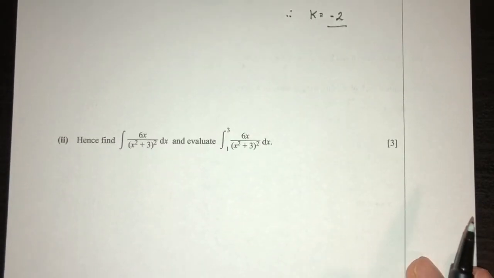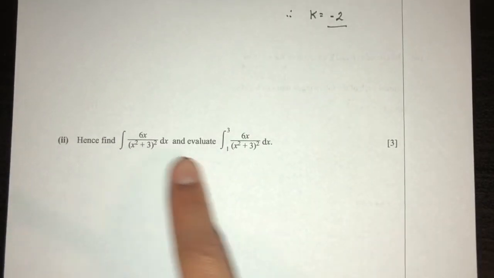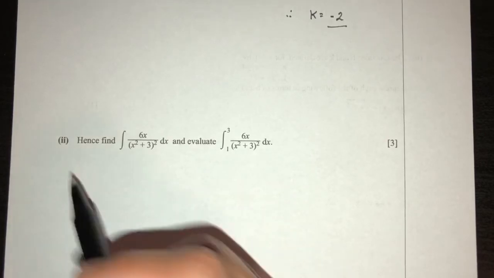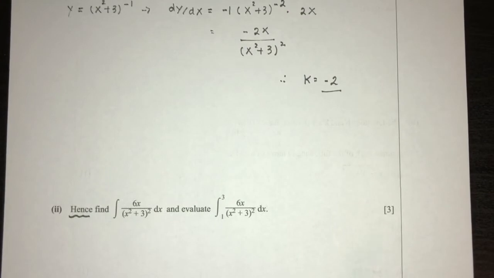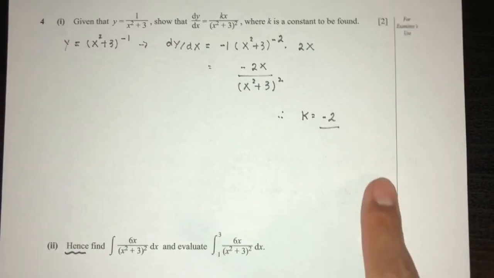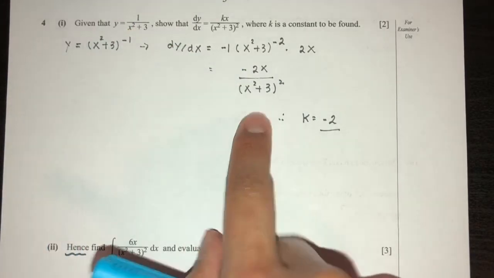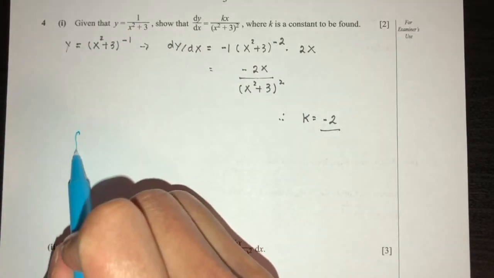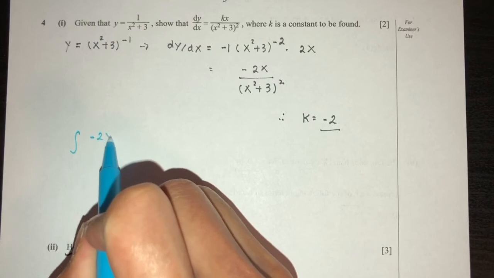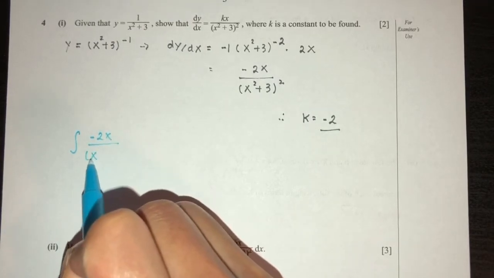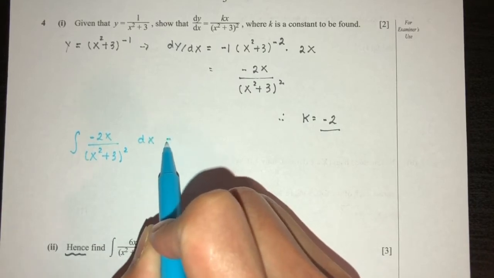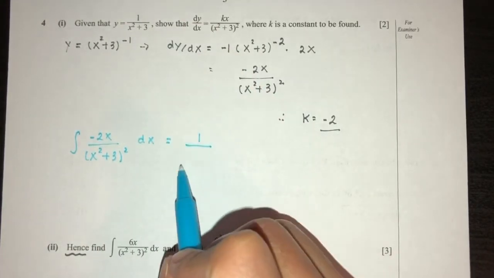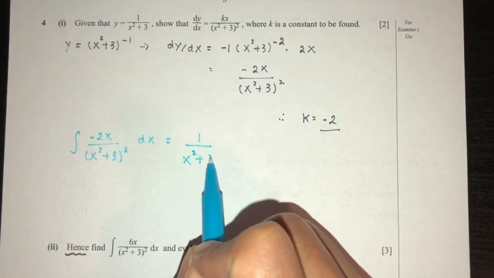Now for part 2, hence we have to find this and evaluate this. Hence means we have to use the answer from above. So what did we find from above? Because we know differentiating this will give you this, it means that if you were to integrate this, it will give you your value of y, which is 1 over x squared plus 3.